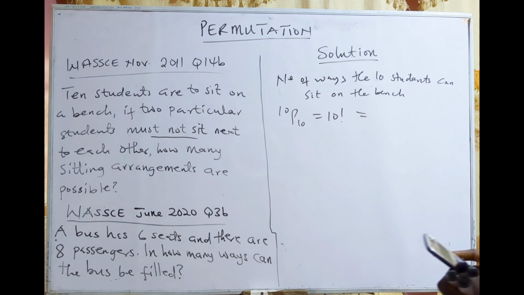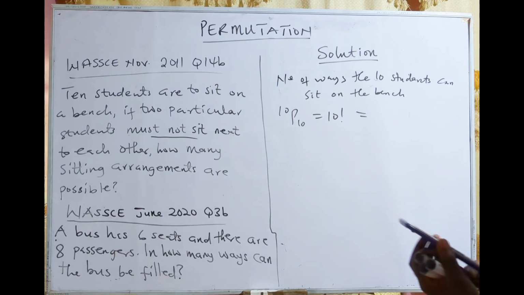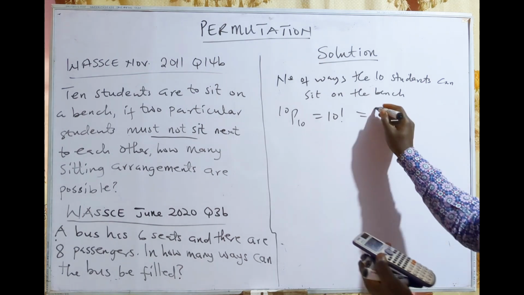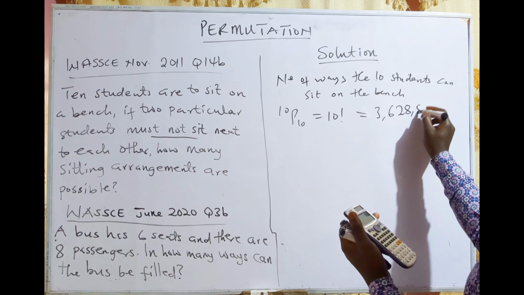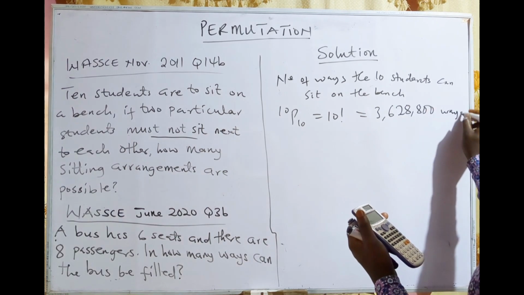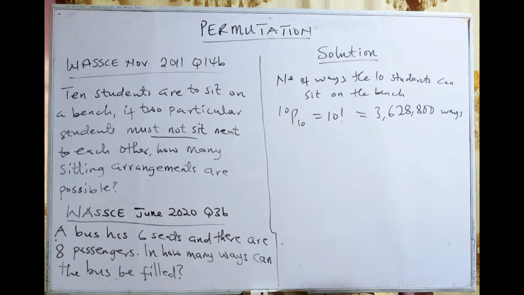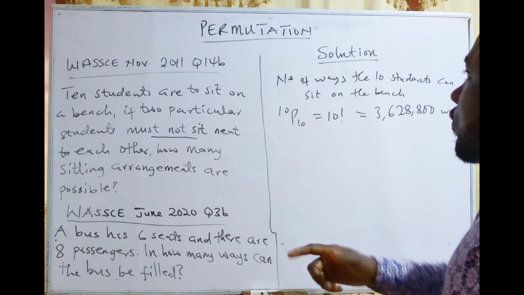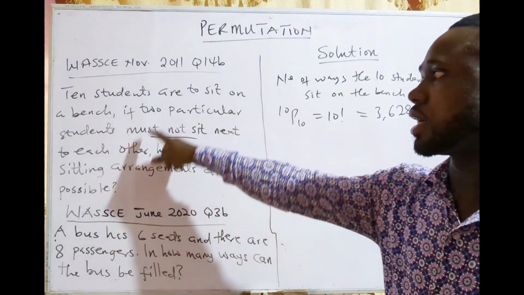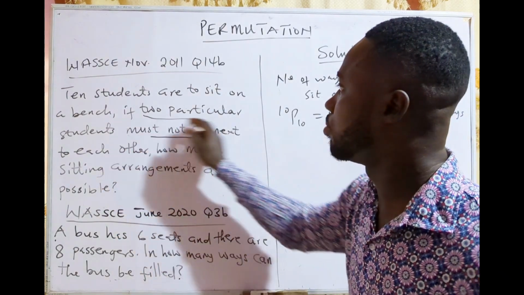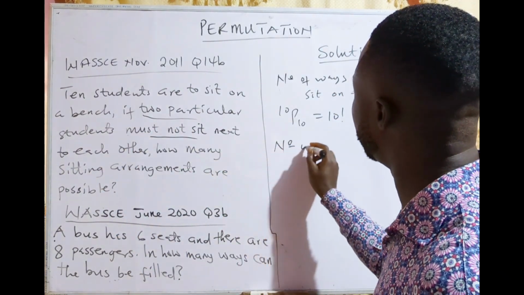So 10 factorial will give us what? Will give us 3,628,800 ways. Okay, so these are the number of ways the 10 students can sit without any restriction. All right, then let's find the number of ways a particular two students can sit next to each other, two particular students.